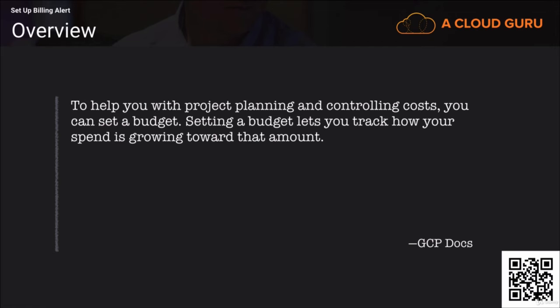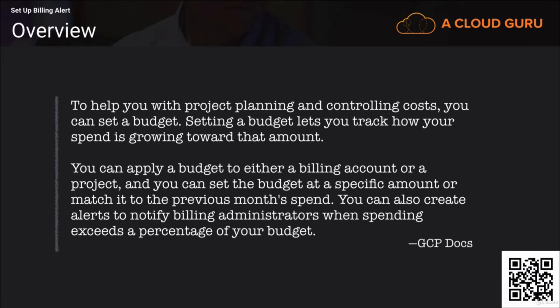GCP account. For some context, Google says this: to help you with project planning and controlling costs, you can set a budget. Setting a budget lets you track how your spend is growing toward that amount. You can apply a budget to either a billing account or a project, and you can set the budget at a specific amount or match it to the previous month's spend. You can also create alerts to notify billing administrators when spending exceeds a percentage of your budget.